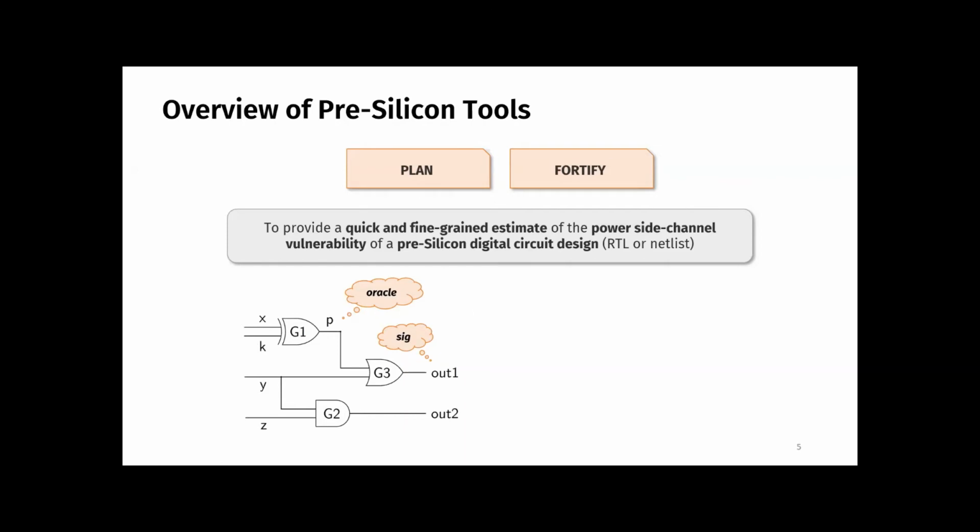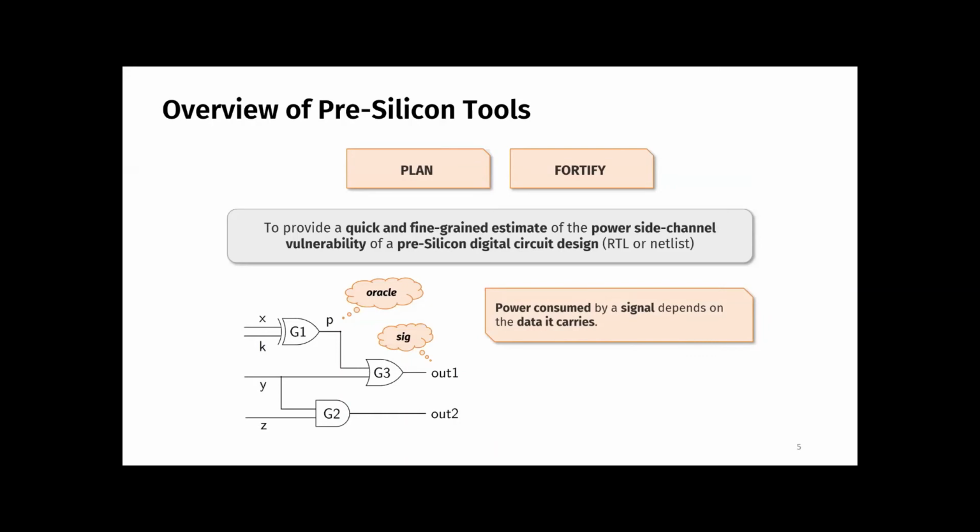Now, the key idea here is that the power consumed by a signal depends on its toggling behavior, that is, the transition between a 0 to 1 or 1 to 0 bit. So essentially, the power consumed by a signal depends on the data that it carries.